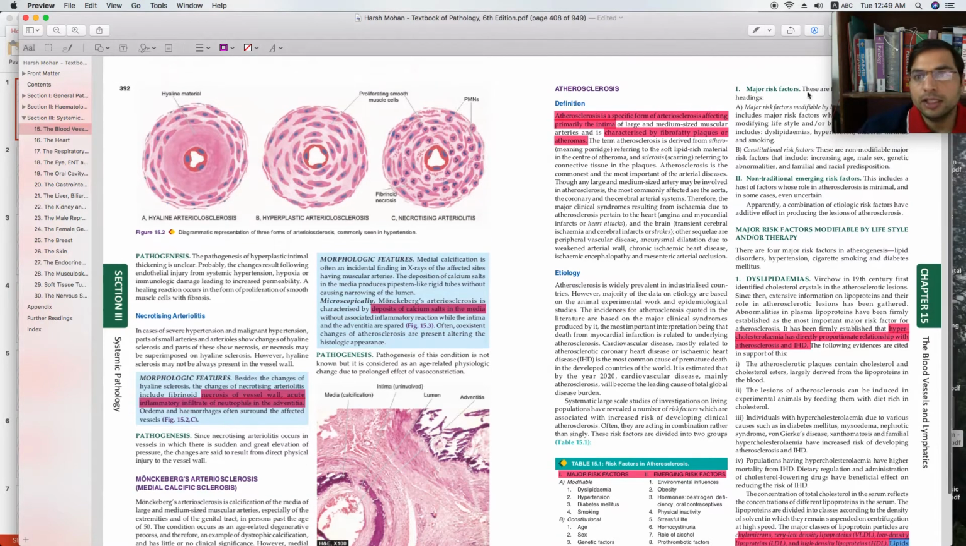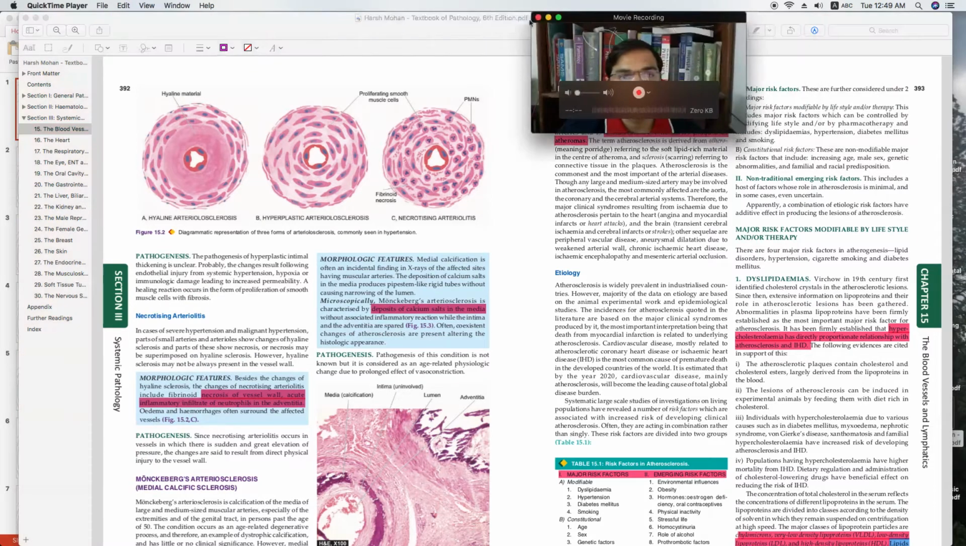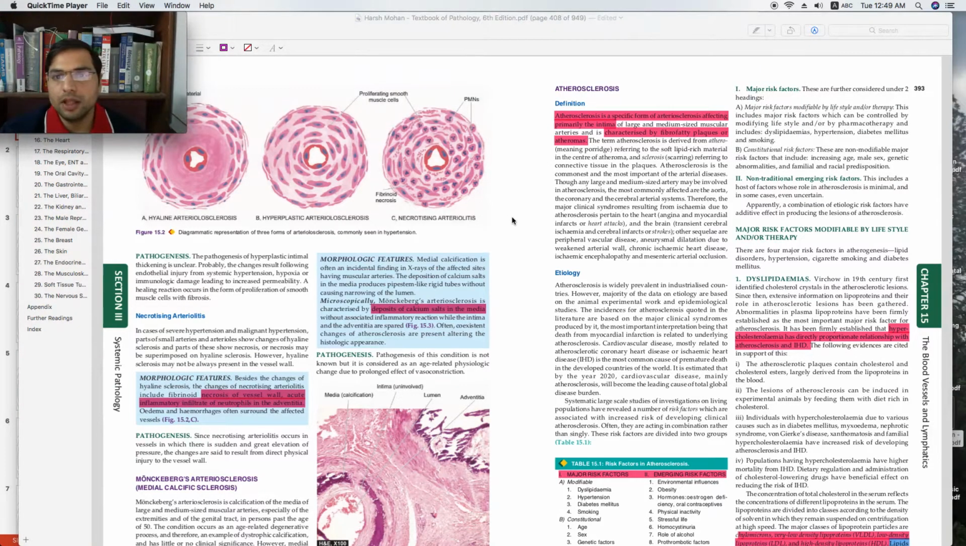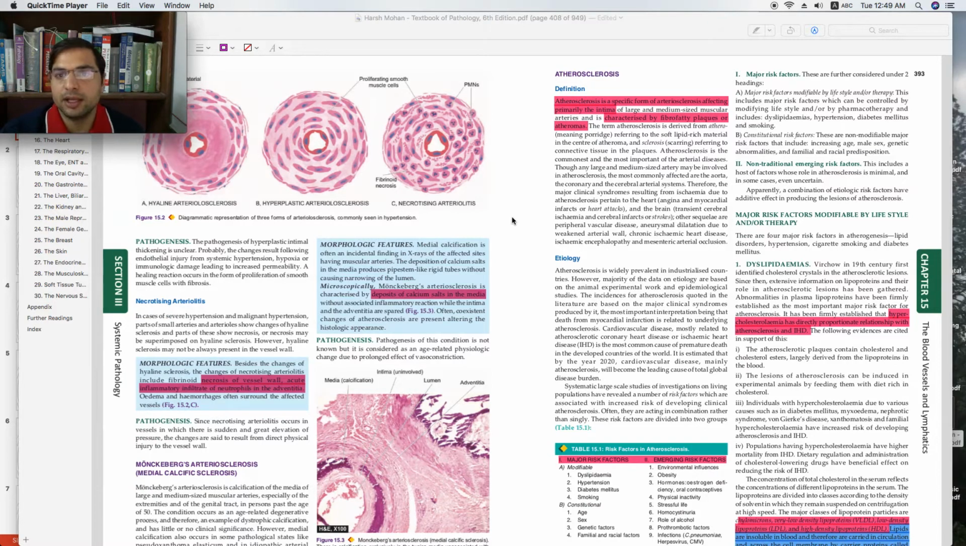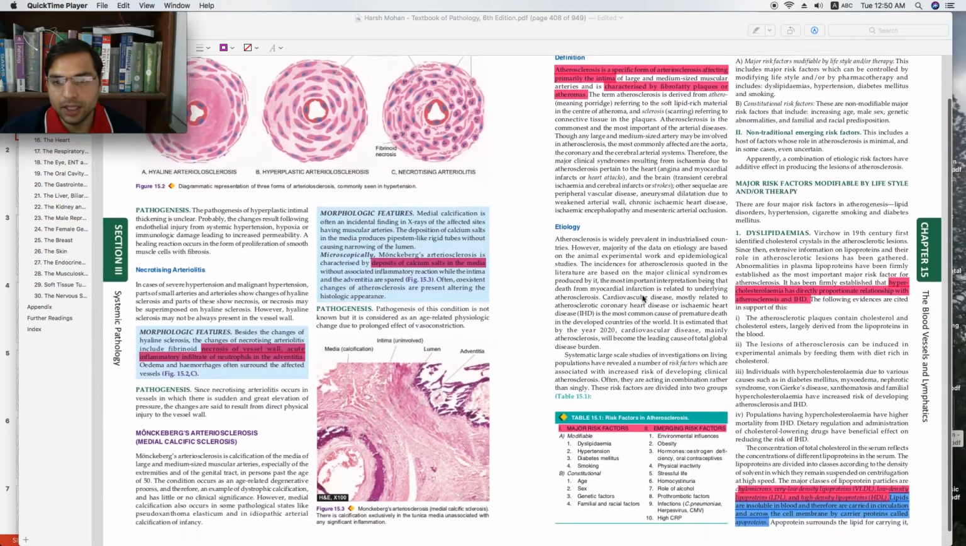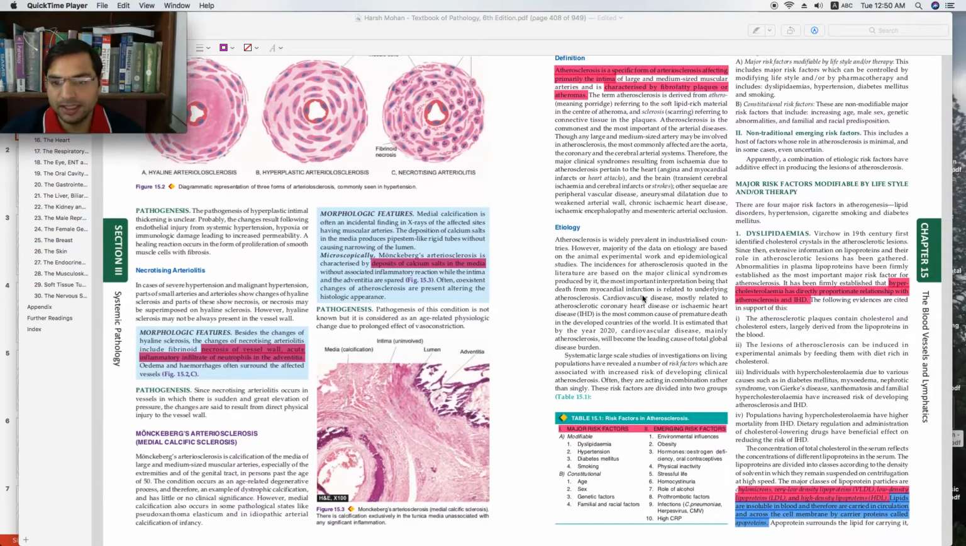So now let us learn the atherosclerosis. Atherosclerosis is the type of arteriosclerosis in which the intima layer, mostly the intima layer, the innermost layer, is having fibro-fatty plaques, also called atheromas. Fibro-fatty means fibrous and fatty changes in them, right? This atherosclerosis has many risk factors.